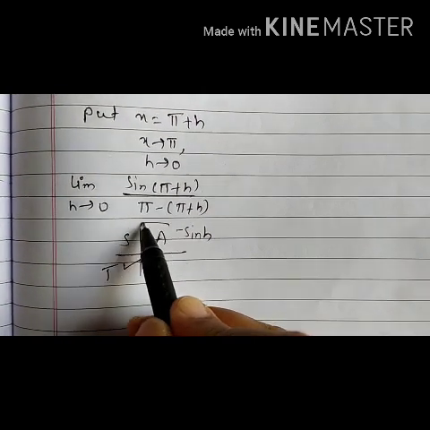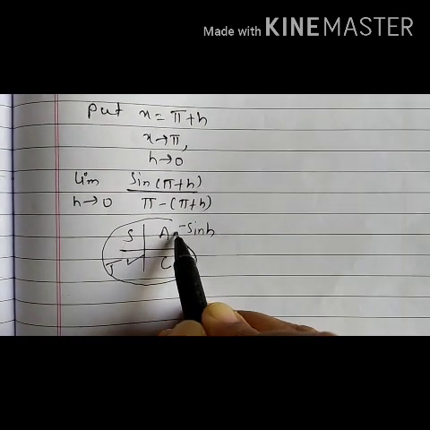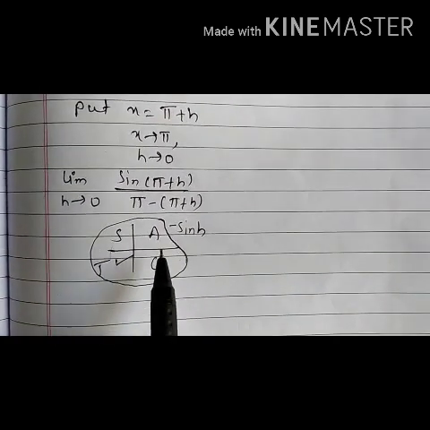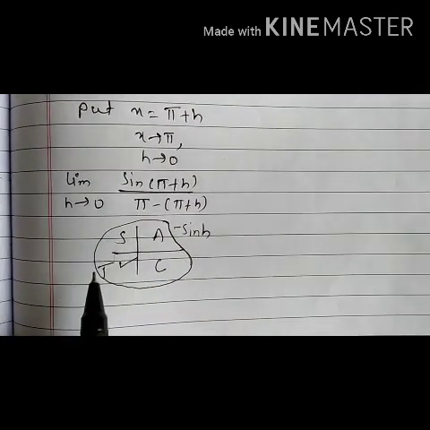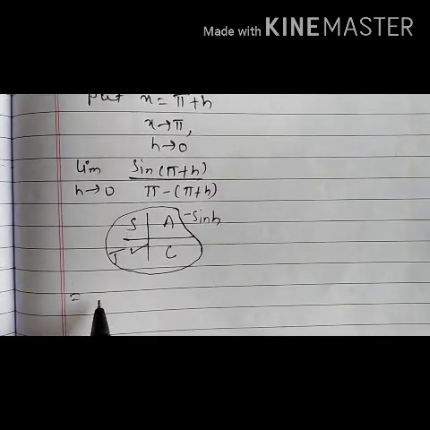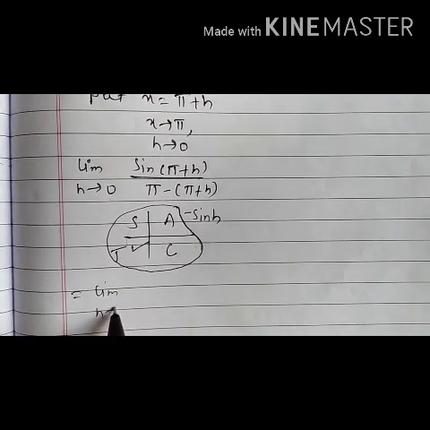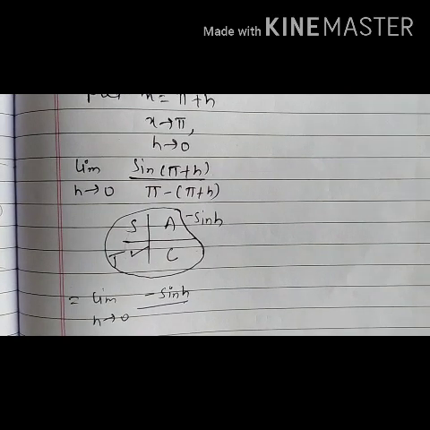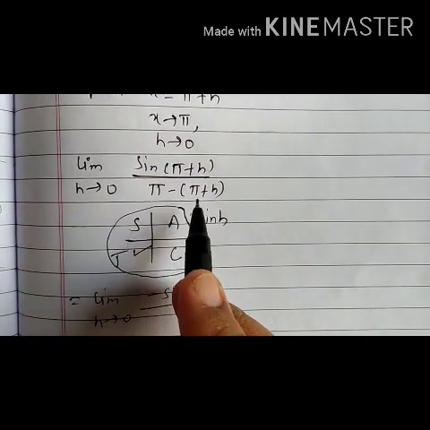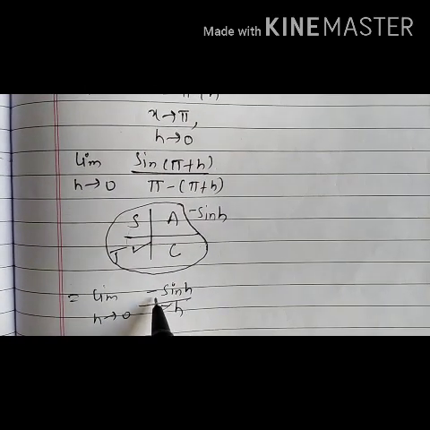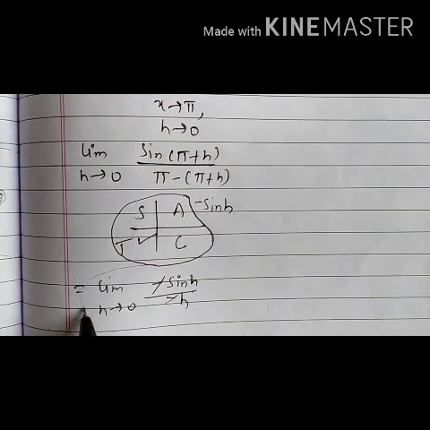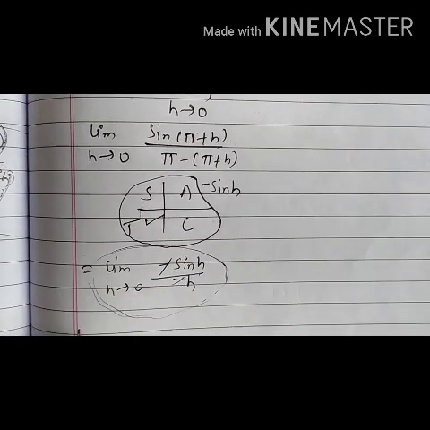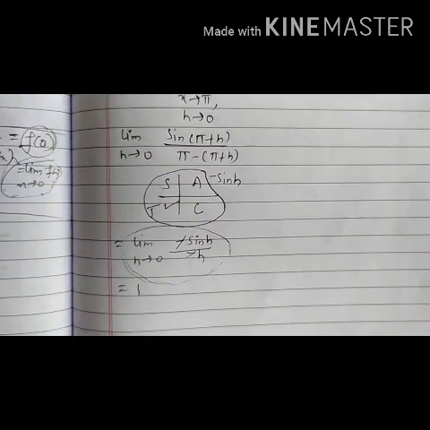I have explained this when we took lectures in the SPI campus, so at that time we discussed this. So we can write this as the limit as h tends to 0 of minus sine h upon pi minus pi, which is 0, and minus h will be there. Now minus minus got cancelled. Now this is the standard limit, limit as h tends to 0 of sin h by h is 1. Understood? It is a very easy example.